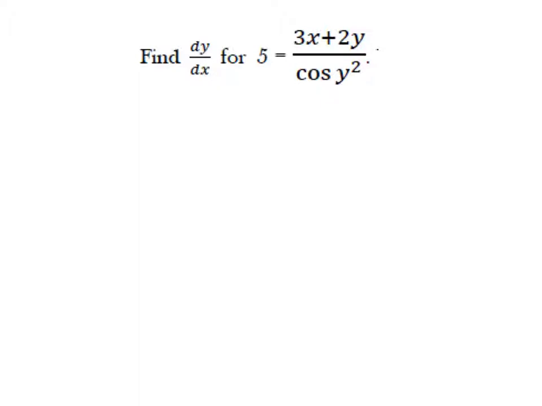All right, let's try one more. This one's a little bit tougher, lots of algebra involved. So I have 5 equals (3x plus 2y) over cosine squared of y. I'm going to start by saying, well, I don't want to use the quotient rule if I can help it. So I'm going to multiply both sides by cosine squared of y. So I have 5 cosine squared y equals 3x plus 2y. By multiplying both sides, I got it out of the denominator.